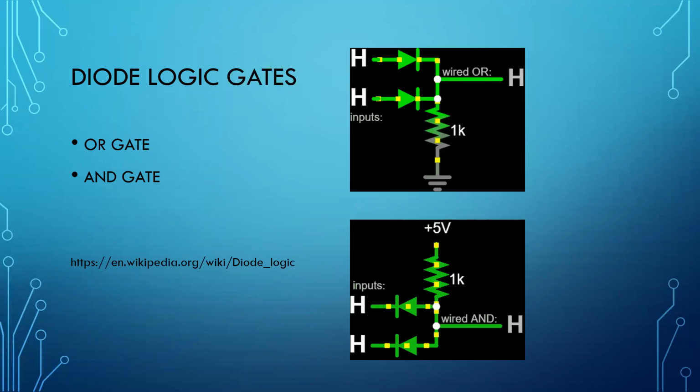Hello students, let us understand how we can create logic gates using diodes. We can create an OR gate and an AND gate using diode resistance logic. Let us discuss one by one.